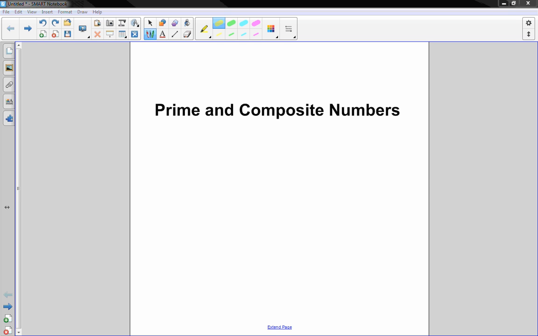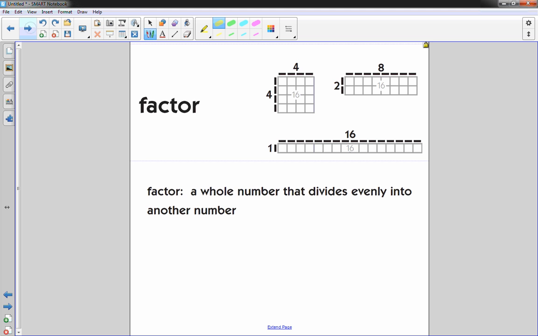One of the things that you really need to know when dealing with prime and composite numbers are factors. And in my class, we've been learning about factors visually with tiles. So you'll see a lot of these different rectangles. So what we do is we'll take some tiles and make rectangles out of them.